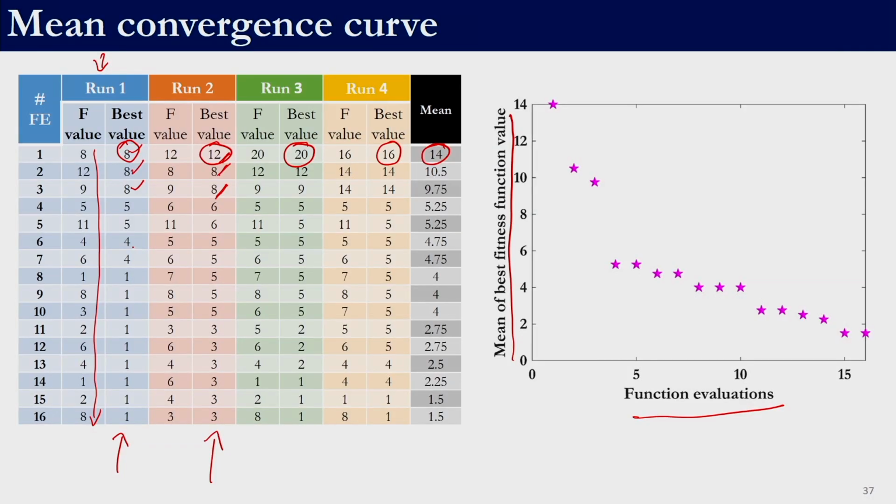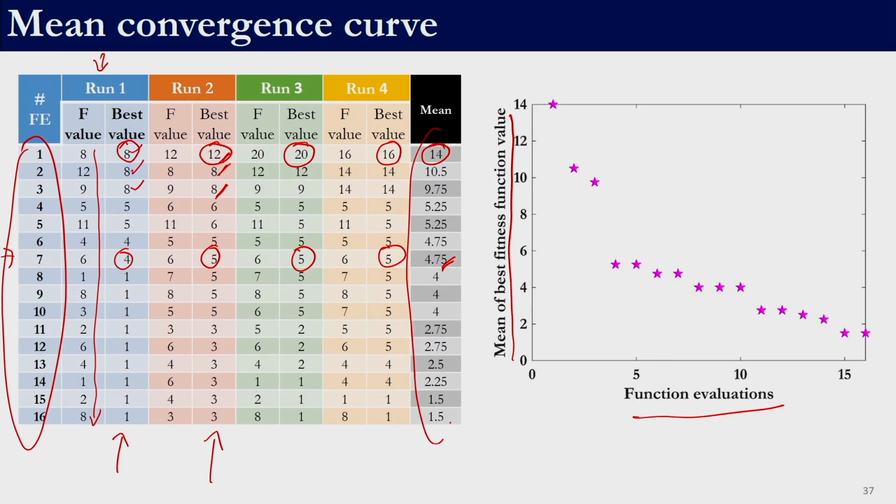So, let us see for this, it will be this 4 plus 5 plus this 5 plus this 5, right. The average of these 4 numbers would turn out to be 4.75. So, what we are saying is when I perform the 7th functional evaluation across all the runs, the mean of the best value is 4.75. So, what we are going to do is we are going to plot this functional value and this mean of the best functional value, right. So, we will get a curve like as shown in the figure. So, this completes the mean convergence curve.